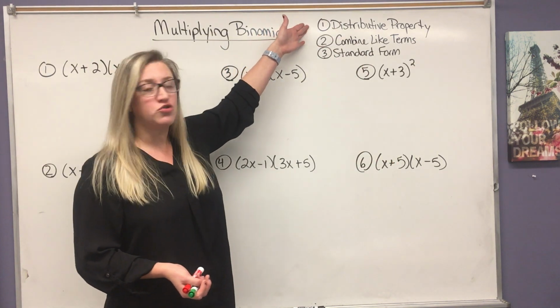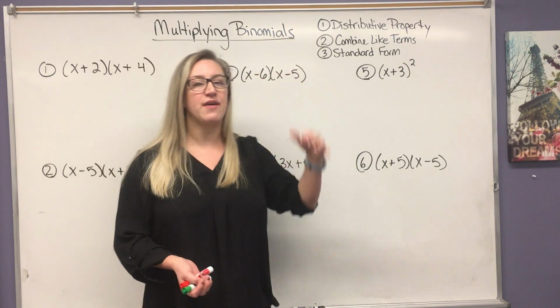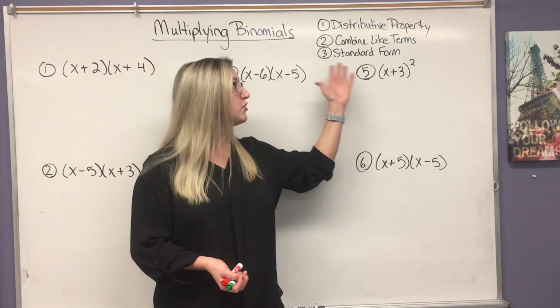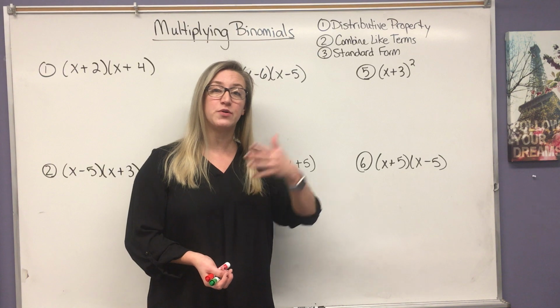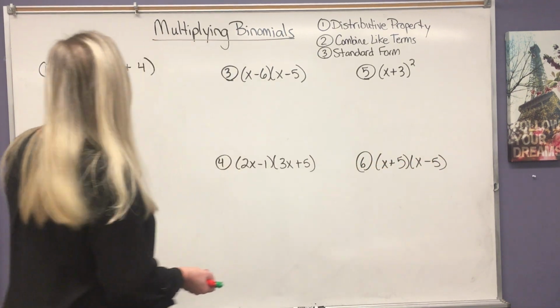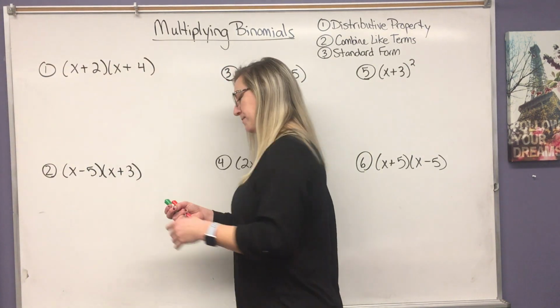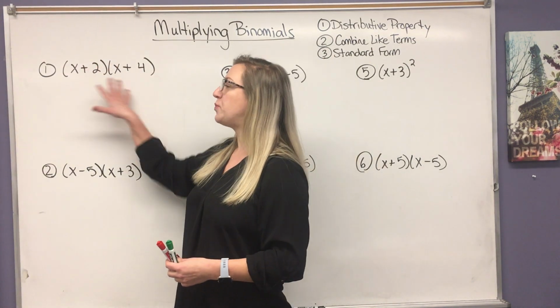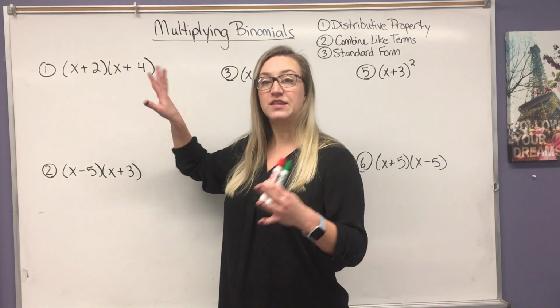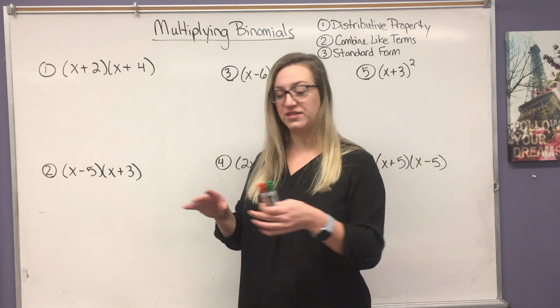So first we're going to distribute, then we're going to check to combine like terms and make sure that we have everything in standard form. So standard form, remember, is from highest exponent to lowest or no exponent. So for the first example, we have x plus 2 times x plus 4. Since I have two parentheses being multiplied together, I need to make sure that every term gets multiplied to each other from each parentheses.